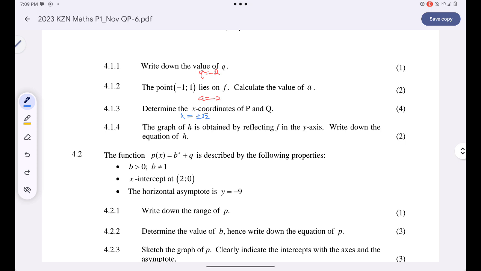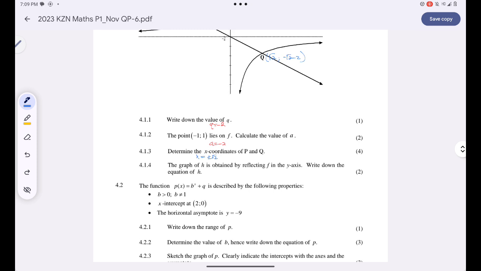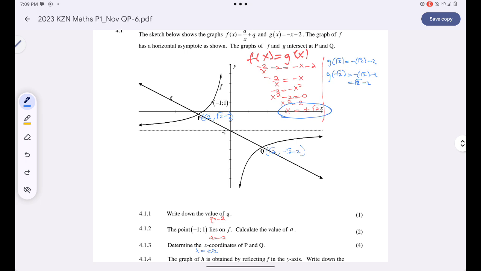Okay, the graph of h is obtained by reflecting f in the y-axis. Write down the equation of h. The graph of h is obtained by reflecting f in the y-axis. Whenever you reflect on the y-axis, you're always changing the sign of x, eh?